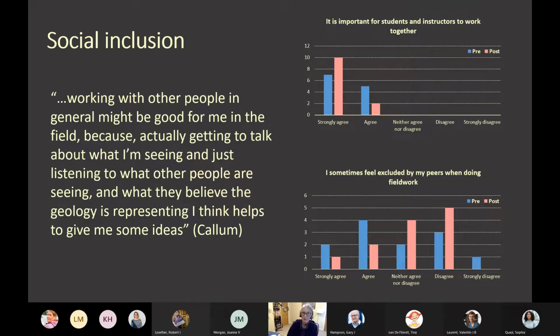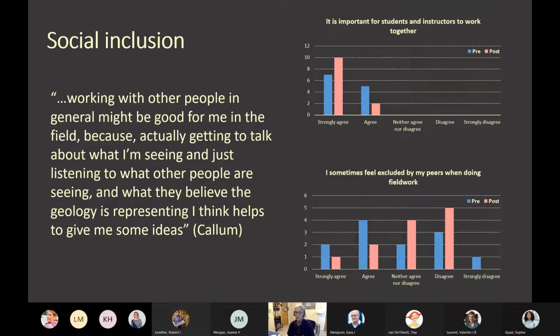We're also interested in the social inclusion, and there was unanimous agreement among all of our students, both before and after, that it's important for students and instructors to work together. So this is all about building these communities of practice. So this was a really positive outcome. We also found that some of the students felt less excluded at the end of the field work, but some of those feelings of social exclusion did still persist.